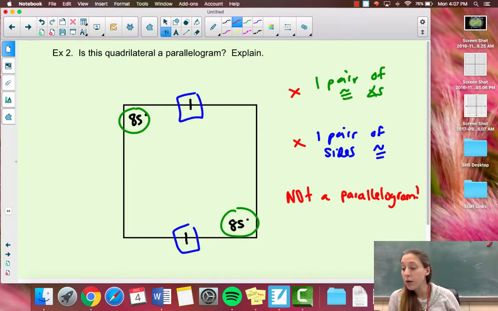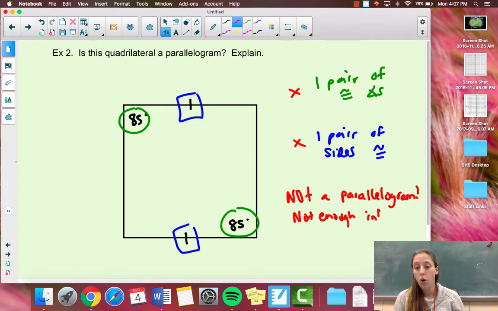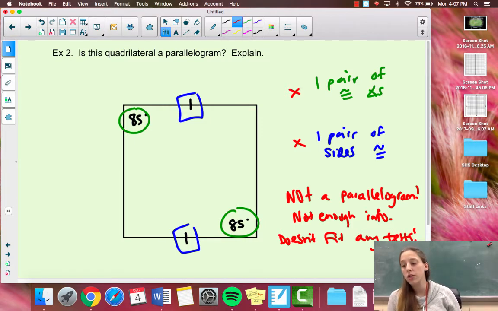And then the reason here would be we don't have enough information, or something like that. So not enough info, or you could say it doesn't fit any of the tests, because we had 4 tests to pick from. So either of those explanations would be good. We need more information. We need either another set of angles or another set of sides that are the same.